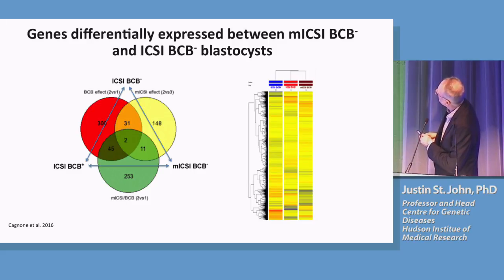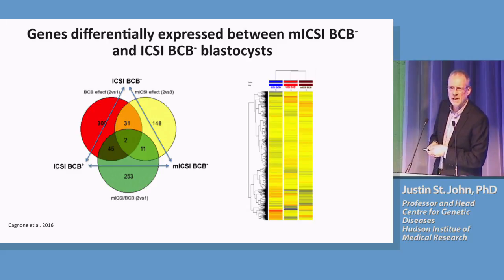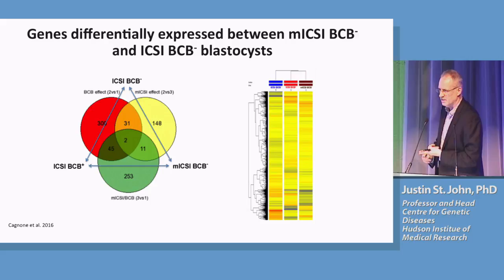And when we looked at the specific genes that were affected, we saw upregulation of many genes from the BCB negative derived blastocysts from ICSI associated with metabolic disorders such as diabetes, obesity, and amino acid regulation, and also mitochondrial metabolism, suggesting that these blastocysts, which are lacking mitochondrial DNA prior to the embryonic genome activation stage, perhaps are associated with severe metabolic disadvantage.